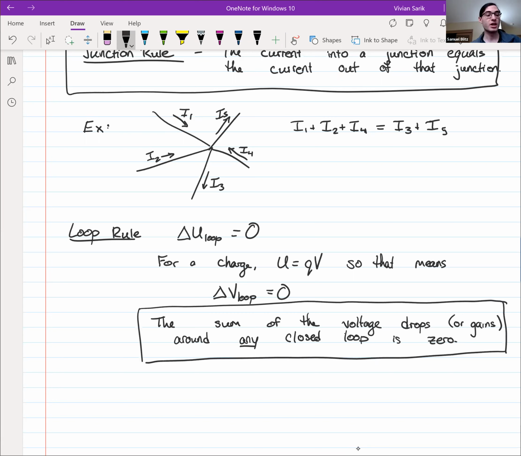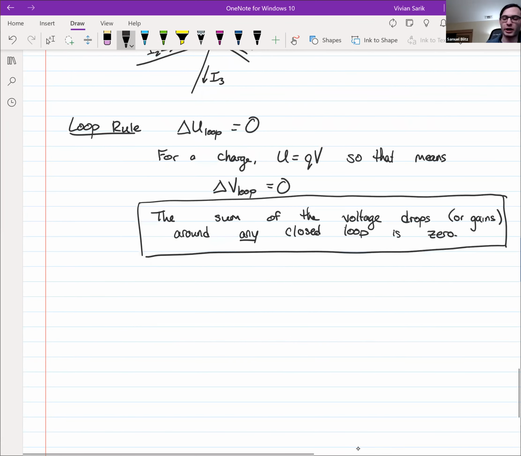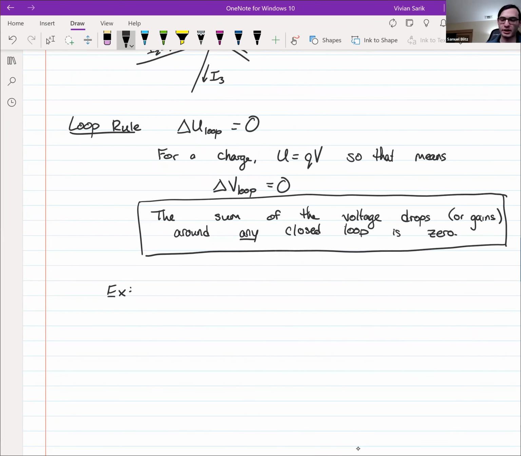So that's the loop rule. The example here would be something like, let's say you have a battery, a resistor, and another resistor, and then they're just connected back up. Let's say we want to add up the voltage across a counterclockwise loop.